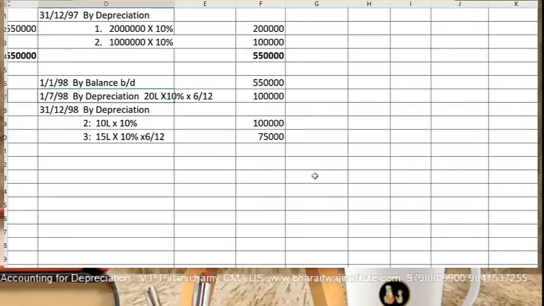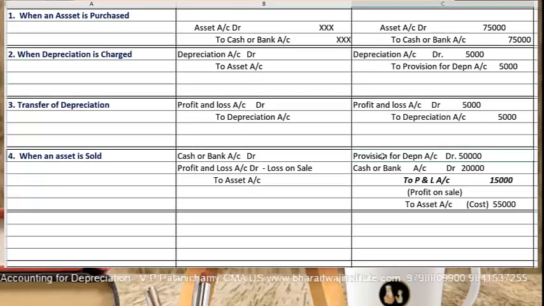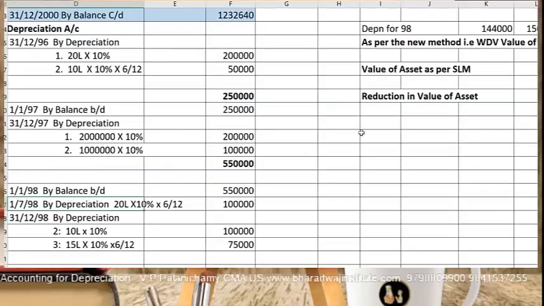Now we are selling the asset. Hope you remember the journal entry. What is the journal entry? Provision for depreciation account debit, cash or bank account debit, to asset account. The balance may be profit or loss, and it will be recorded. So we are going to record this depreciation and this sale of asset.